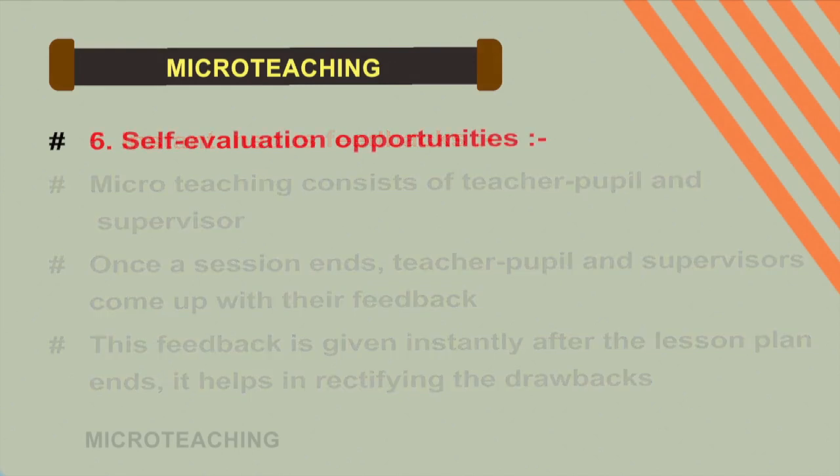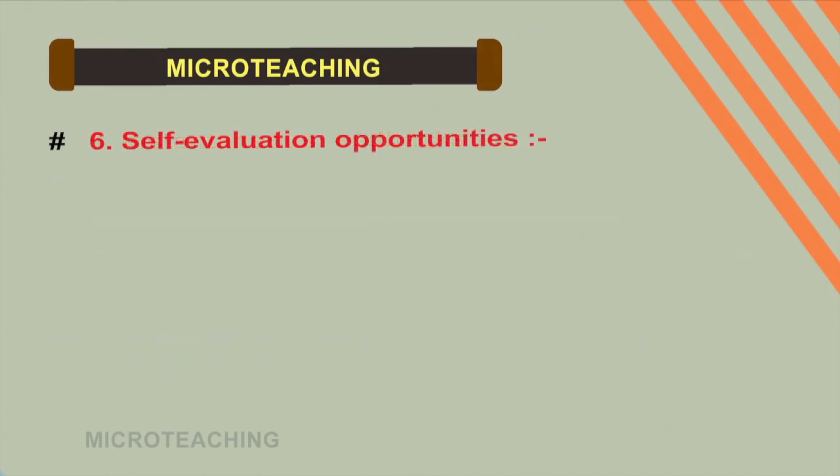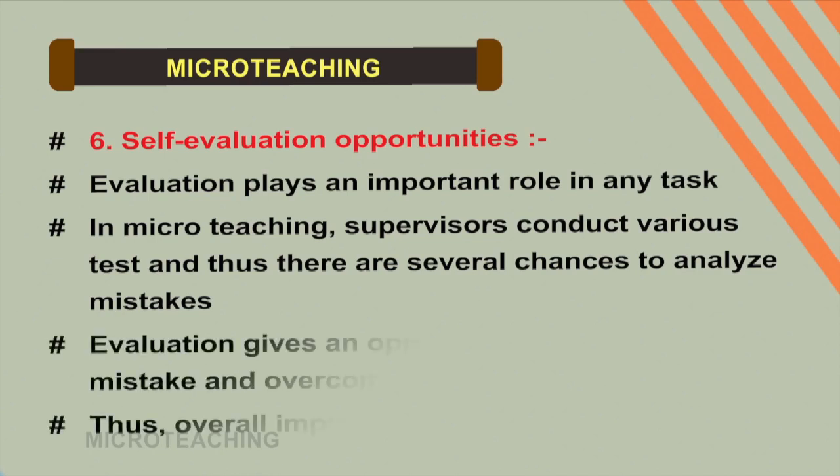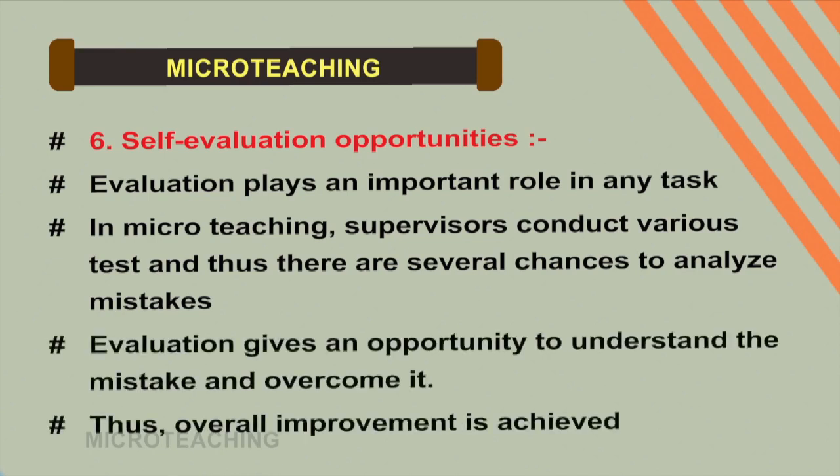Micro teaching also provides you with an opportunity of self-evaluation. Evaluation of any type plays an important role in evolving, because while the supervisor conducts various tests and other things, it gives you several chances to analyze your mistakes and rectify them. So, self evaluation gives you an opportunity to understand your mistakes and to overcome them. Thereby you achieve an overall improvement.